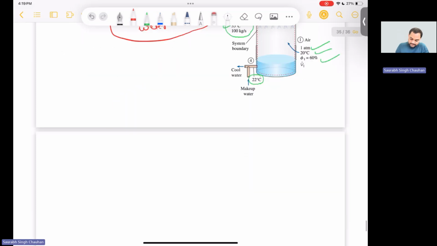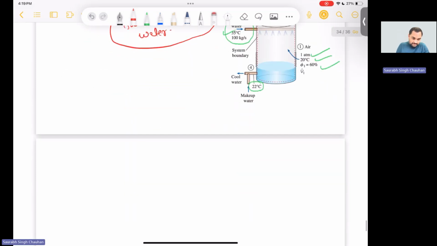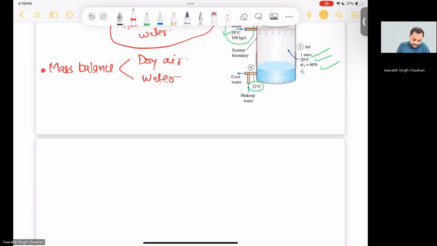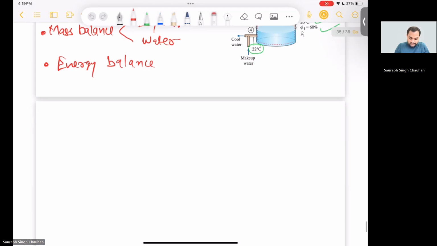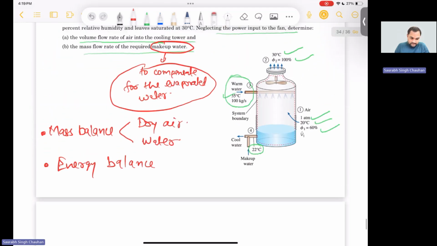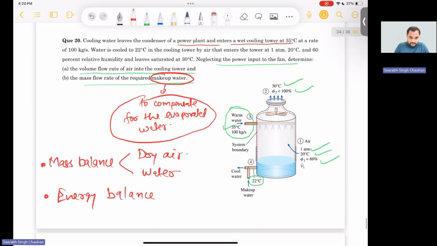Okay, so it is a similar question. So again, we will have to use the mass balance for dry air and water. Then energy balance. Okay, then you will get some equations. Then you can solve those equations. If some values are not given in the question, then you can use the property tables.